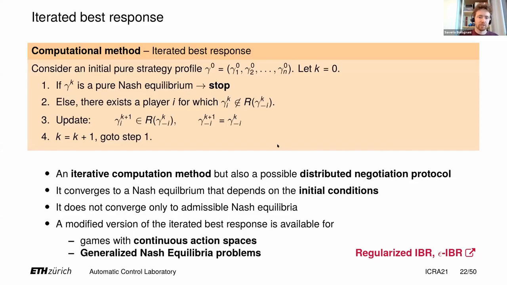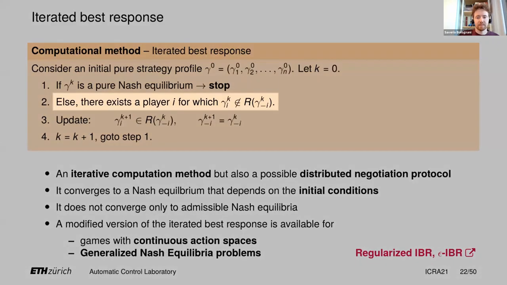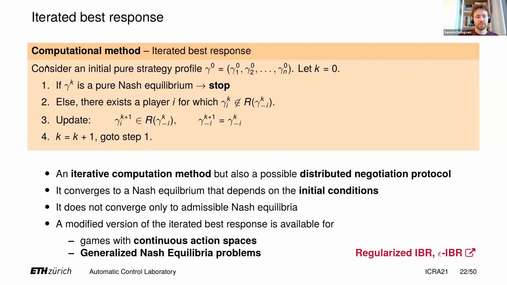Okay, so in computational terms, every time you have a yellow box in these slides, it's a new computational method. So at the end, you're going to have 6 or 7 of them. Iterated best response starts from an initial strategy for all players, a counter at 0. And then if this is a pure Nash equilibrium, you stop. That's an easy test. If it's not a Nash equilibrium, there must be a player that can improve, for which their current strategy is not the best response to the others. Then let this player improve and pick a new strategy which is the best response, while the others maintain the same strategy. And you rinse and repeat.